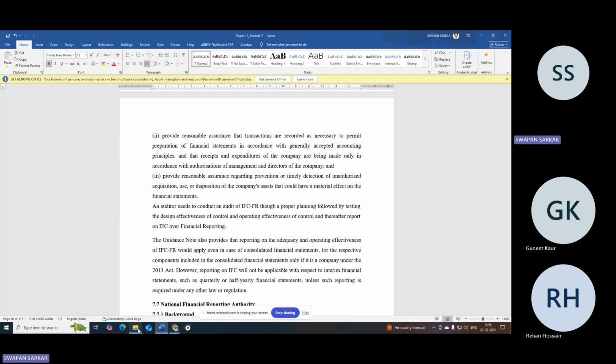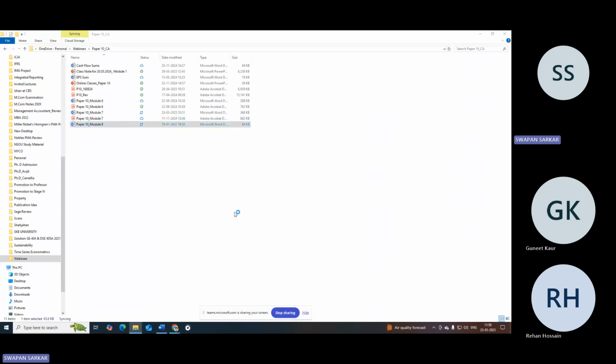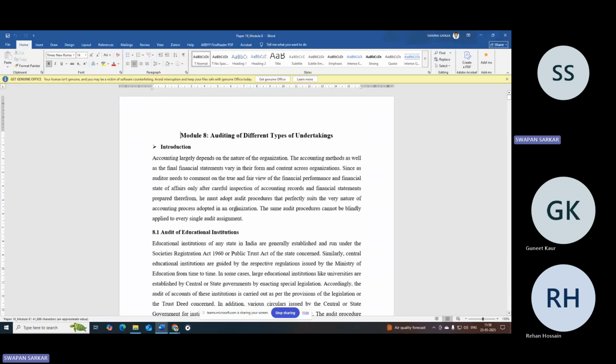Okay, as mentioned earlier, another important module I need to discuss is auditing of different types of undertakings. Now, an auditor may be appointed not only for a company audit but also for audit of other organizations as well. So in this chapter, we will be discussing some important audit procedures applicable for different types of organizations, such as organizations in education, the hotel industry, the transport industry, etc.